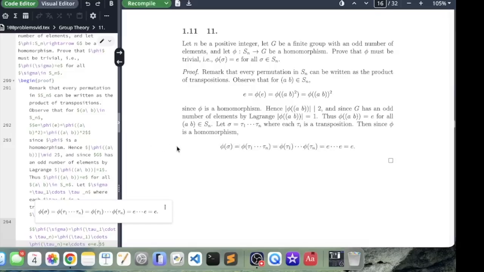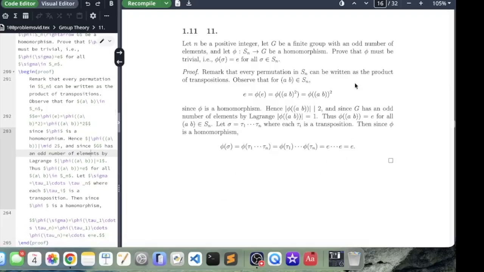Okay, so the very first thing we said is that every permutation in Sn can be written as the product of transpositions. We use that here and write our general permutation from Sn as a product of transpositions. Then, since phi is a homomorphism, we can separate each transposition, and as we showed earlier, phi of a transposition will just be the identity, and the product of a bunch of identities is just the identity. Hence, we've proved the claim.